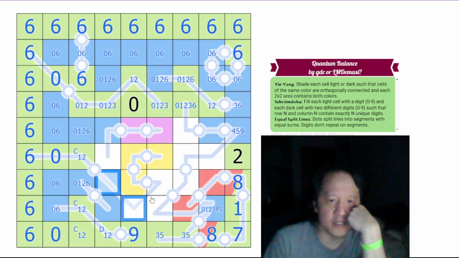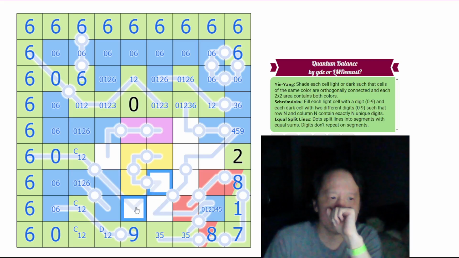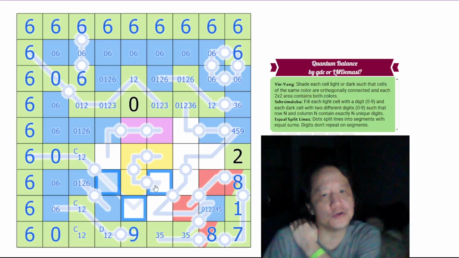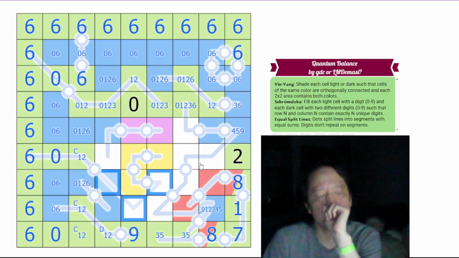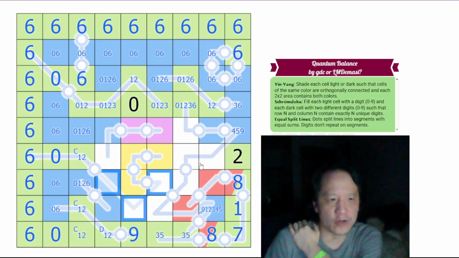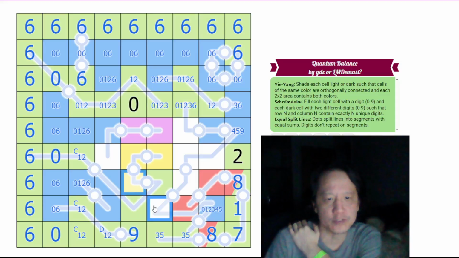So this is at least 4 digits. Can it ever be 5 digits? I think the answer to that is no, right? Because they have to be all unique because there are no repeats on this segment. And it adds up to 7 or 8, so these must both be green. Since both of these are green, one of this is green, the other one's blue. We're not sure which. This 2x2 area is all green, so this must be blue. To get out, this must be blue.